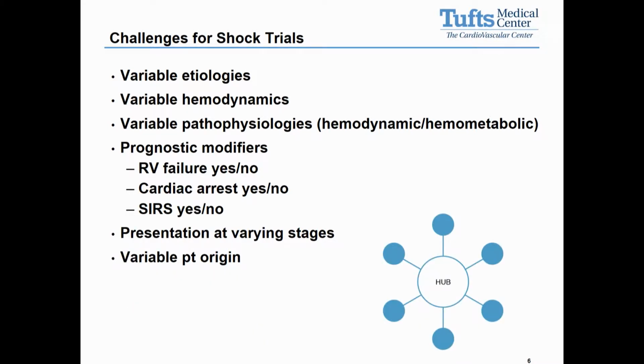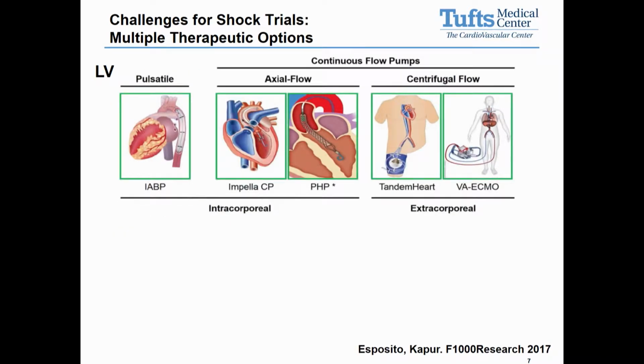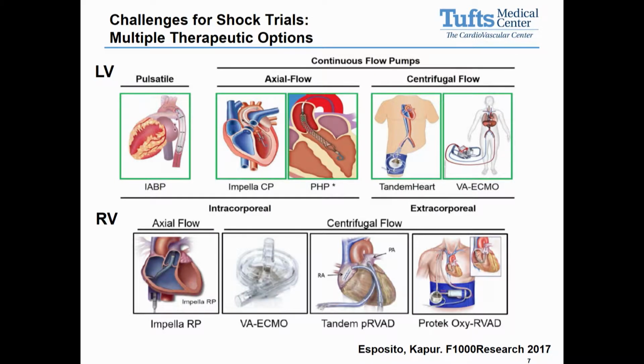Oh, and by the way, they present to your academic medical center, or they might present to one of the spokes out there and are sent to you, and those people are probably going to do differently. Oh, and by the way, you have a lot of different ways to treat these people. A lot of different devices for the LV, a lot of different devices for the RV. So again, how in the world can you possibly design trials to account for all of these variables?